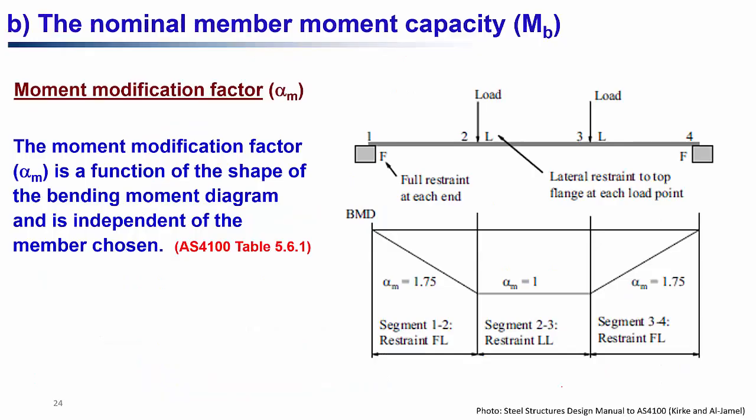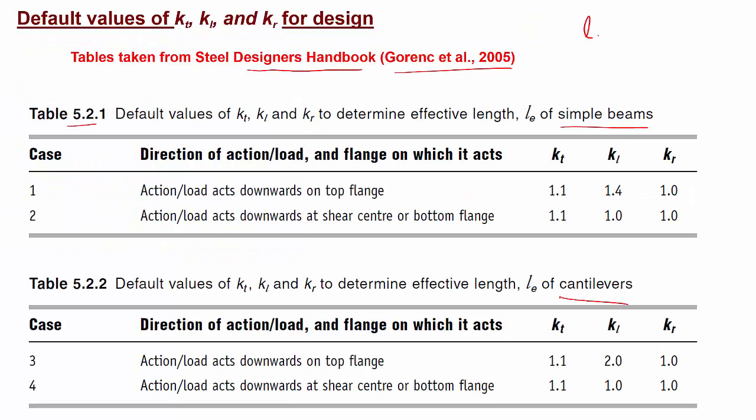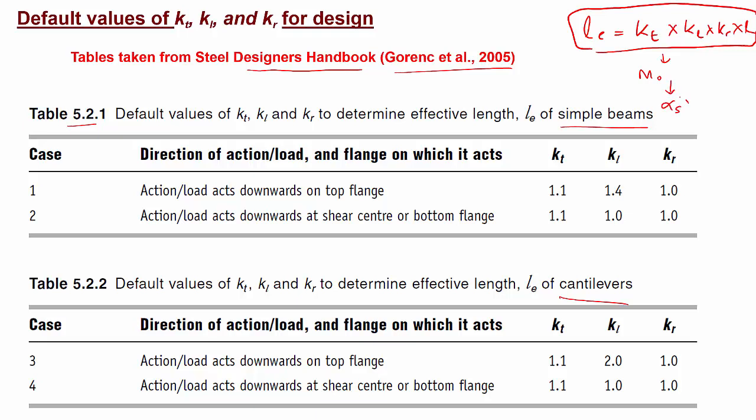Now, once we know K_T, K_L, and K_R, we know that the effective length equals K_T, K_L, and K_R multiplied by the length of the segment, right? So you can find out the effective length, and once you know the effective length, you can find out your M_o, and then you can find out your alpha_s, right? That's what we are trying to find out, isn't it? It's the alpha_s factor, the slenderness reduction factor.